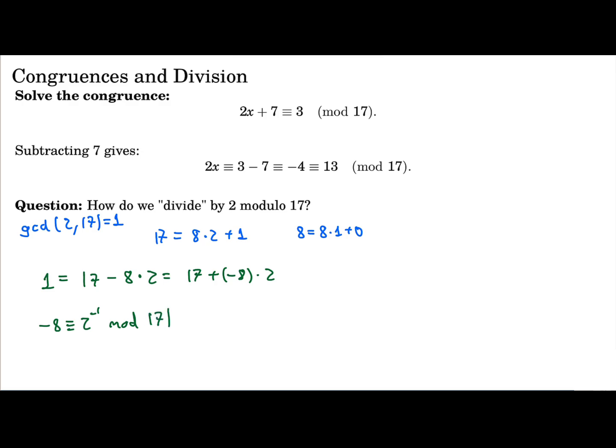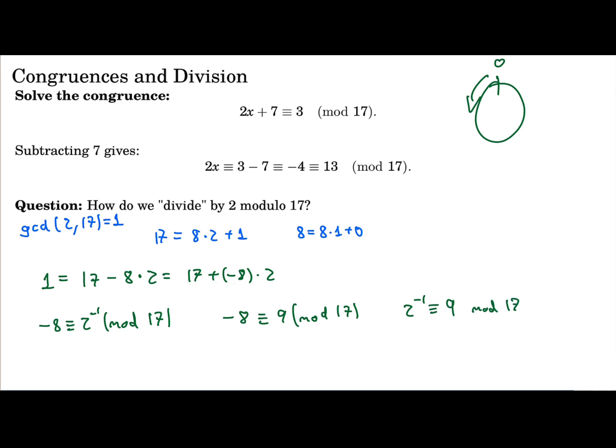And so what is minus 8 mod 17? If you do the clock with the 0 here and you go 8 in this direction, it's just going to be 9. So this will be 9 mod 17, which means that the inverse of 2 is 9 mod 17.